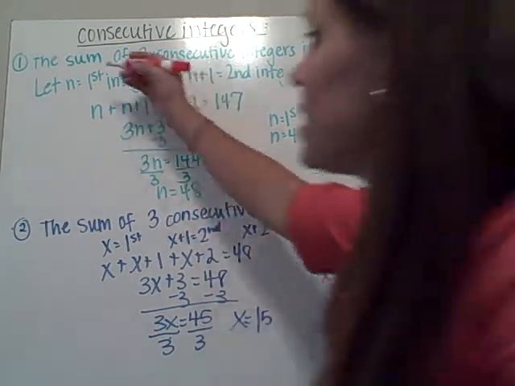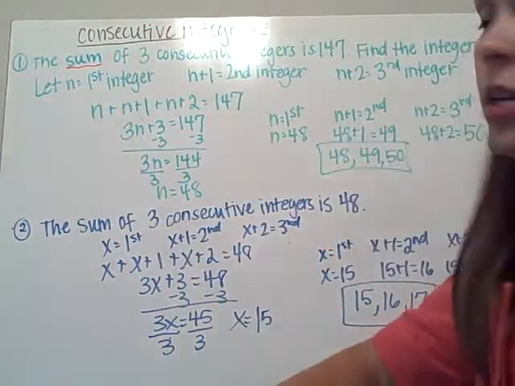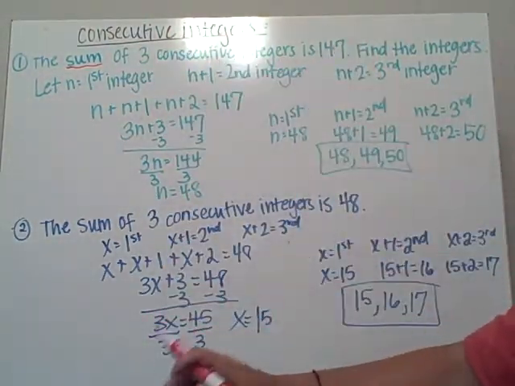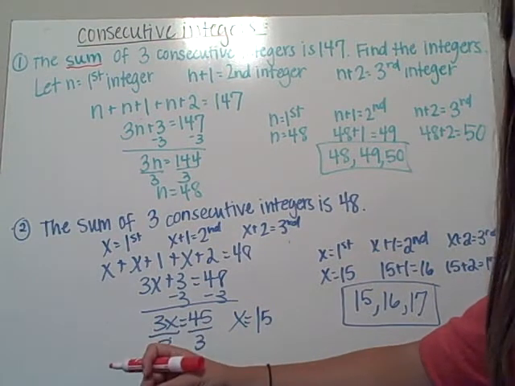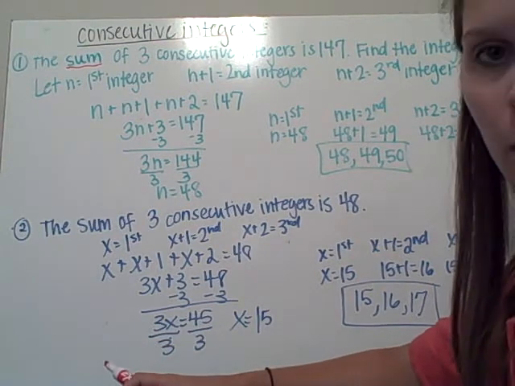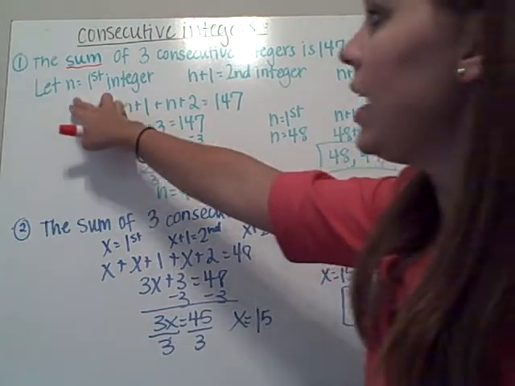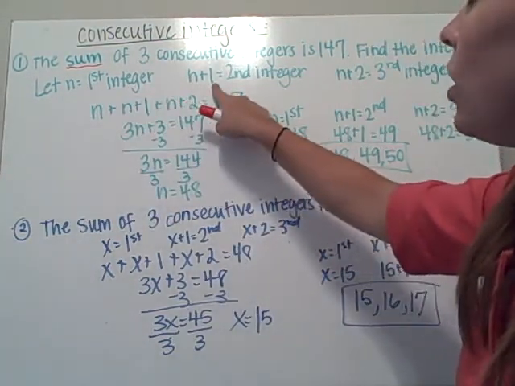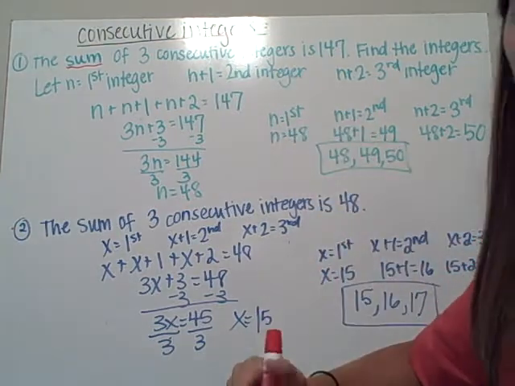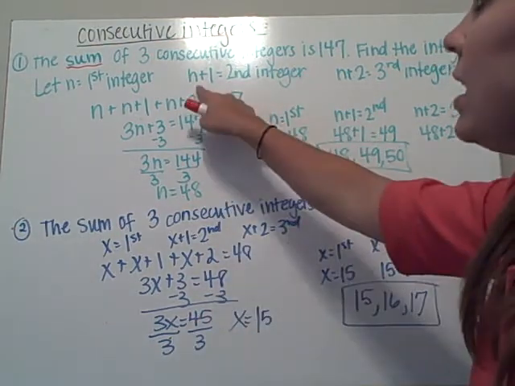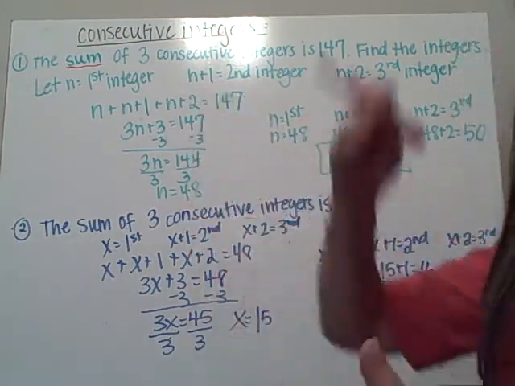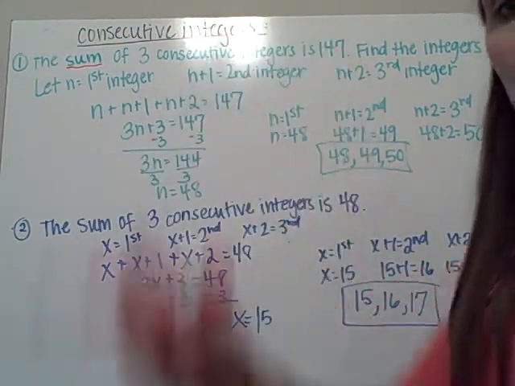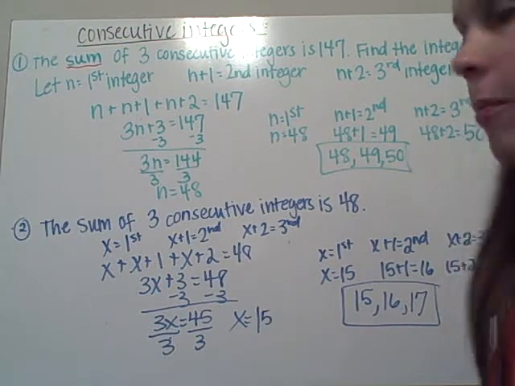So it says the sum, meaning addition, of 3 consecutive integers is 147. Find the integers. Well, first we need to define our variables. We're going to let n represent our first integer. n plus 1 is going to represent the second integer. And it's n plus 1 because to get to that next number, if we had 2 as our first integer, to get to 3, we would add 1.